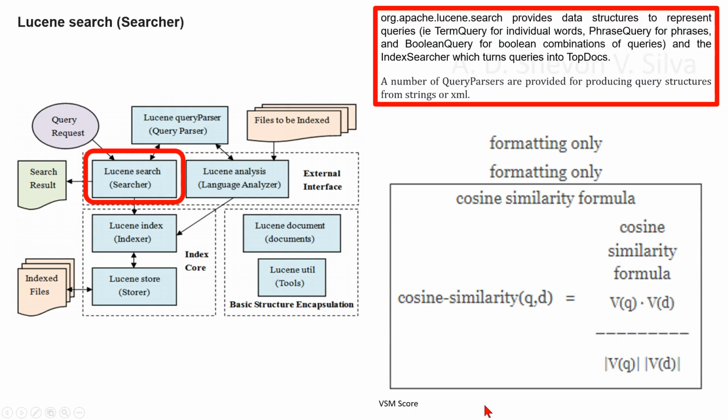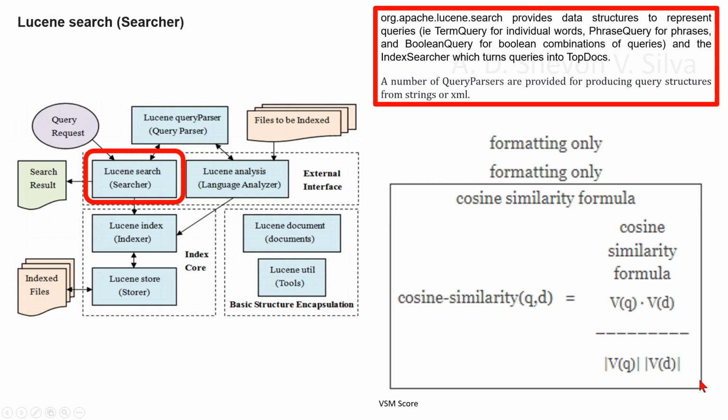Now we are considering VSM score. The TF-IDF similarity defines the component of Lucene scoring. Overriding computation of this component is a convenient way to alter Lucene scoring. Here we are discussing how Lucene scoring evolves from underlying information retrieval models to efficient implementation.